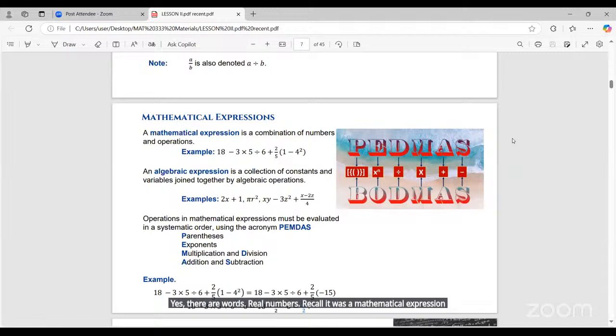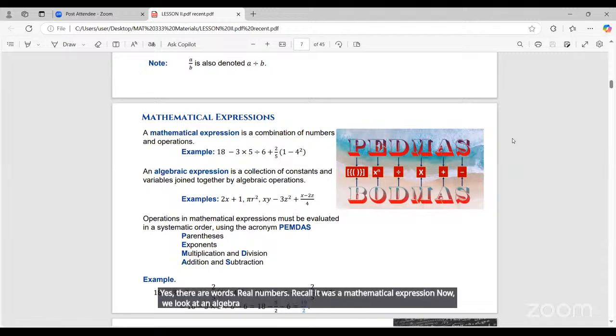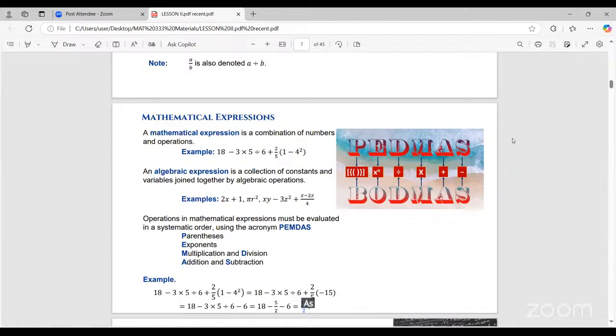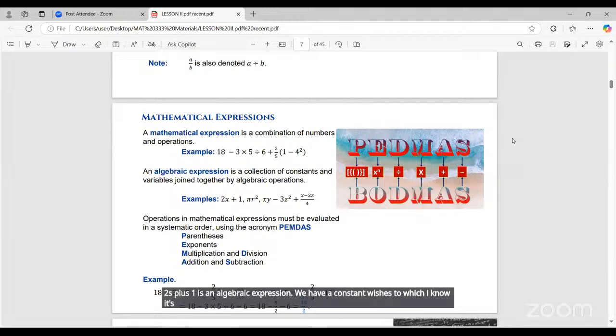Now, we look at an algebraic expression as a collection of constants and variables joined together by operations. So we have 2x plus 1. 2x plus 1 is an algebraic expression. We have a constant, which is 2, with the variable x joined together. So when you have 2x plus 1, you have an algebraic expression.